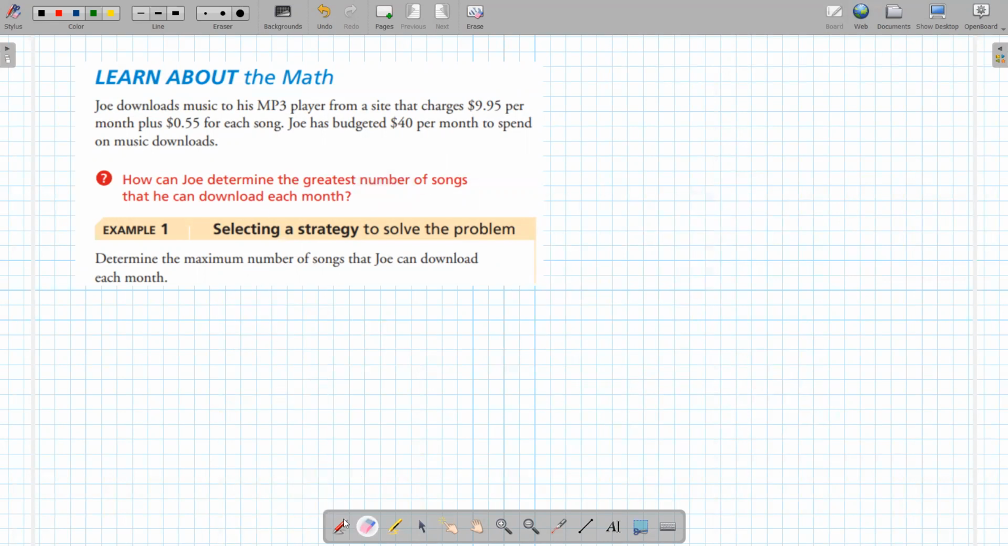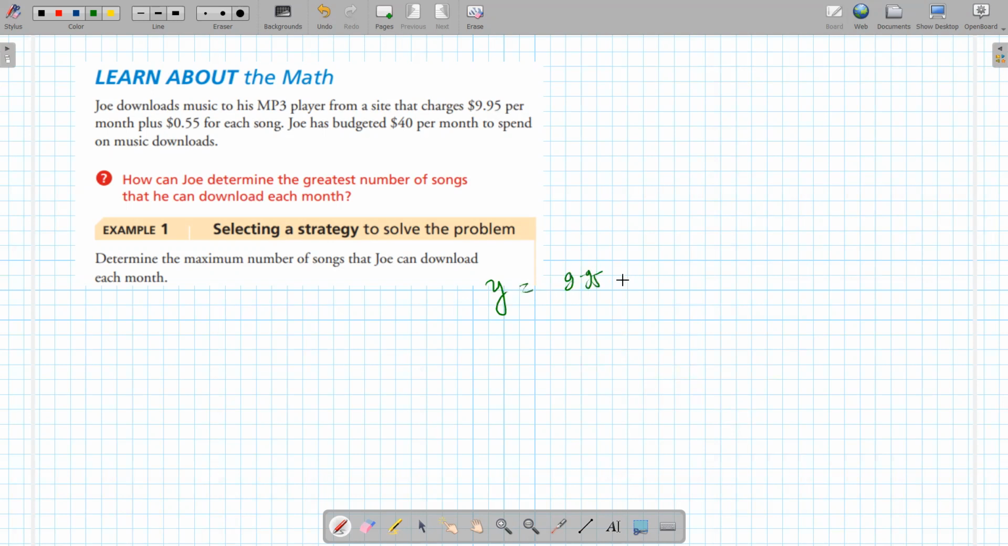But anyways, here there's an MP3 player that charges $9.95 per month plus 0.55 for each song. He has a budget of $40. Determine the maximum number of songs that he can download. All right, what's the equation here? 40 equals 9.95 plus 0.55x.